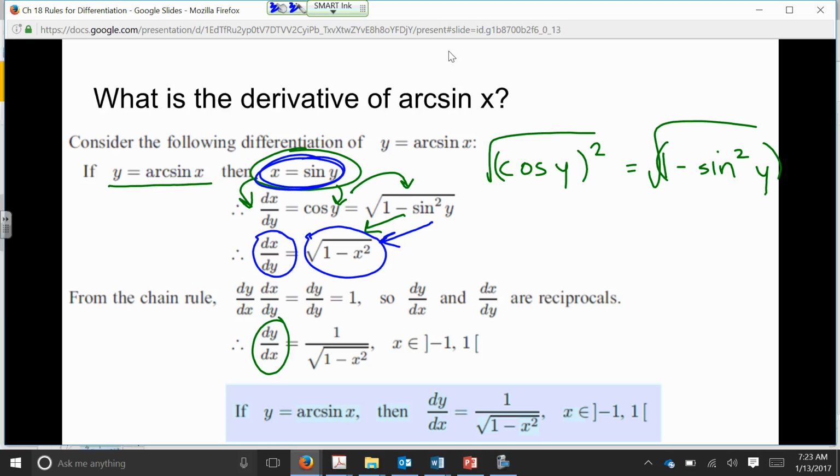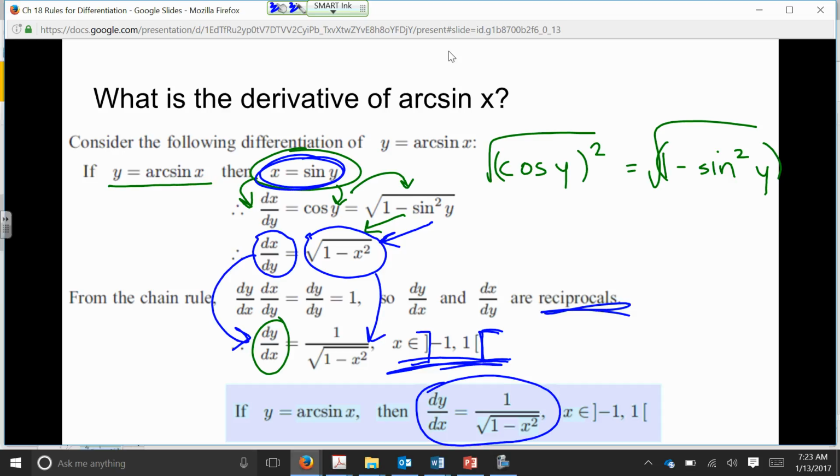But we want dy dx. So all we really have to do is take the reciprocal of both sides. So we flip the left side, we get dy dx, and we flip the right side, and we get 1 over the square root of 1 minus x squared. Now we have to keep in mind that x is only going to be defined between -1 and 1, and since the brackets are pointing out, that means exclusive. You can't include -1 and +1. And that's it. That's how we get the derivative of arcsine. dy dx equals 1 over the square root of 1 minus x squared.